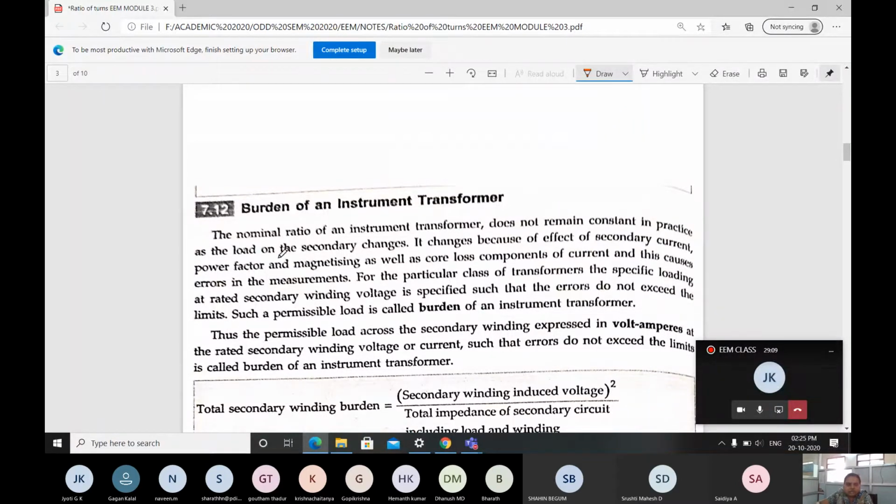In practice, the load on the secondary is always changing. For that reason the ratio changes, because of the effect of the secondary current, and also the power factor and magnetizing current, as well as the core loss. We come across these losses of the current, and this causes error in the measurements. For a particular class of transformers, the specific loading at the rated secondary winding voltage is specified such that the errors do not exceed the limits.